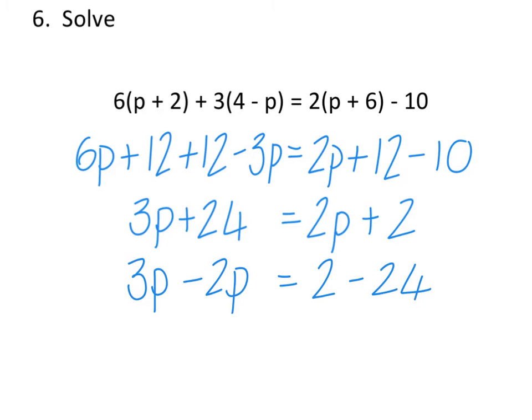So 3p take away 2p is just p. And then we have 2 take away 24, which is negative 22. So p equals negative 22. That's our final answer.